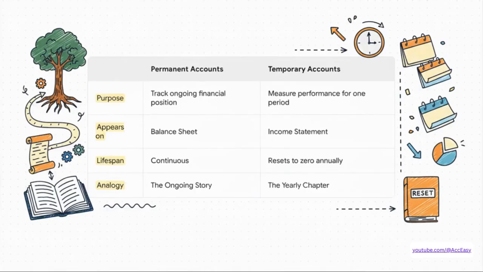So let's just put this all side by side one last time. You've got your permanent accounts, they live on the balance sheet and they tell the continuous, ongoing story of your business's financial position. Then you have your temporary accounts, they make up your income statement, and they tell the story of just one period, one chapter before they get reset to start all over again.